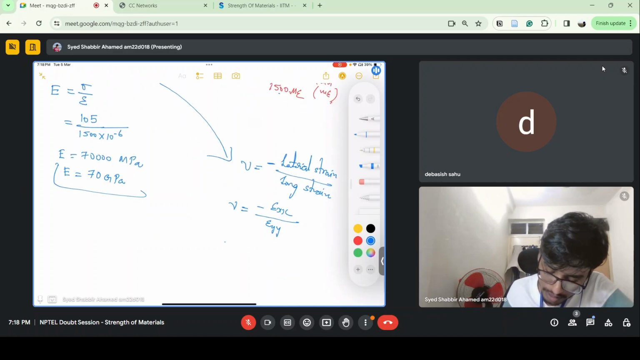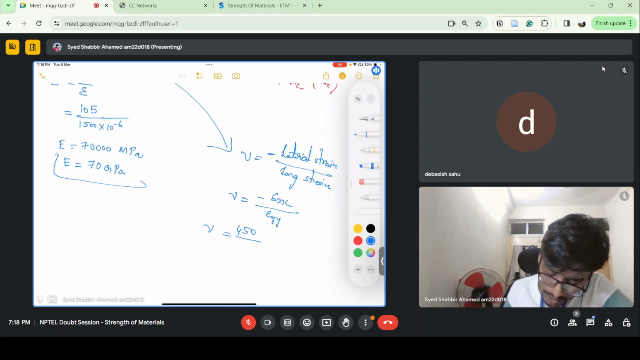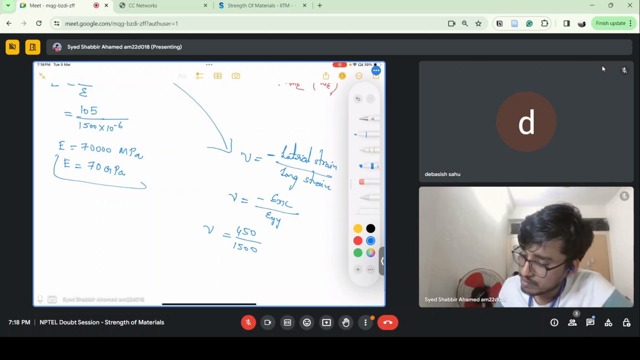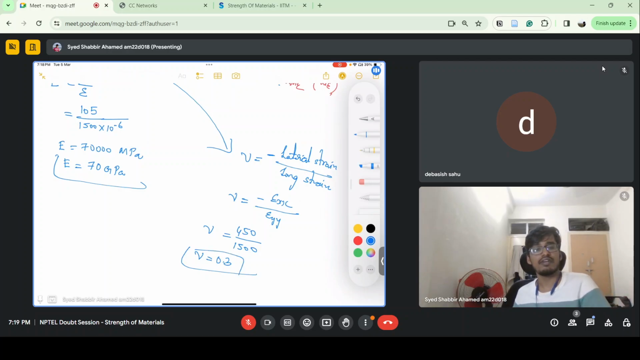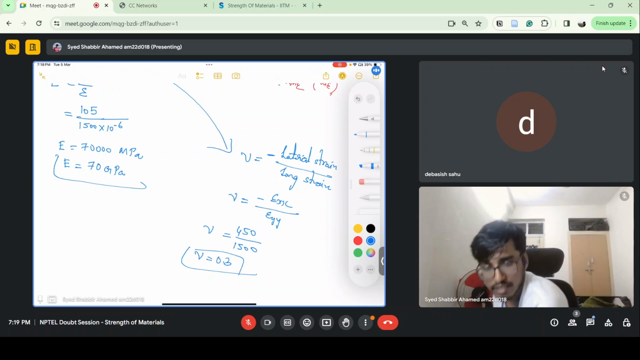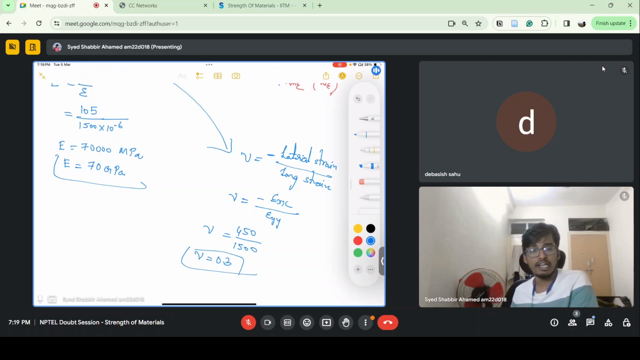So if I take mu is equal to minus of minus 450 by 1500, I'll get mu is equal to 0.3. In general, for any metal, just remember the Poisson's ratio is about 0.3. The material given here is aluminum alloy, but for all materials the Poisson's ratio is nearly 0.3.